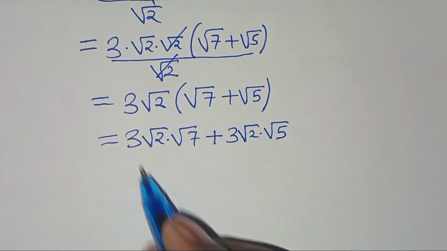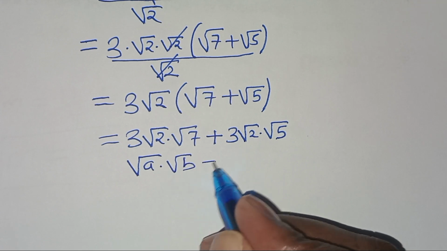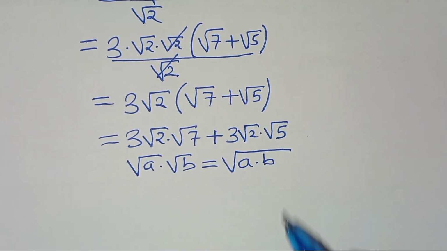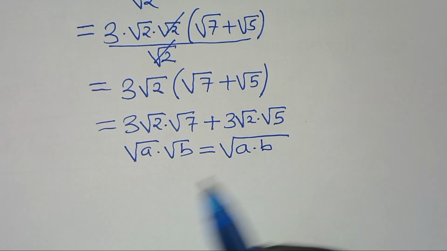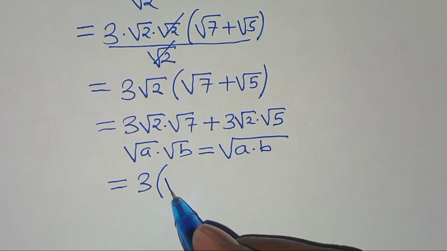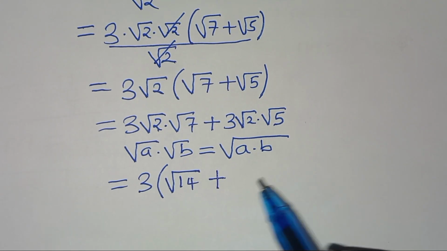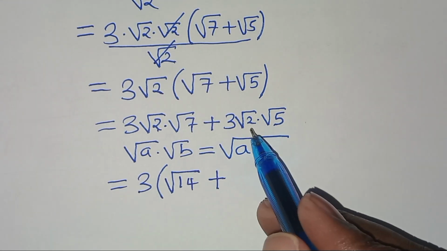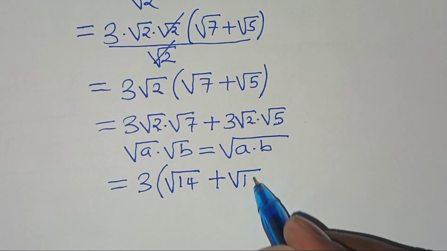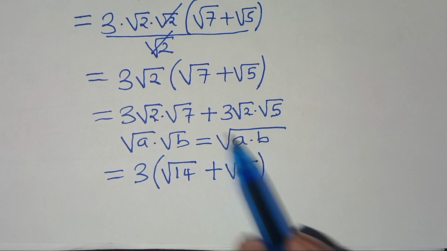The next step from here, if you have square root of a times square root of b, this can be expressed as square root of a times b. So let's apply this property so that now we have 3 into the bracket, square root of 7 times 2, this is 14, plus, again here we have 2 times 5, so here we'll have square root of 10. So we factor out 3 because 3 is common here.